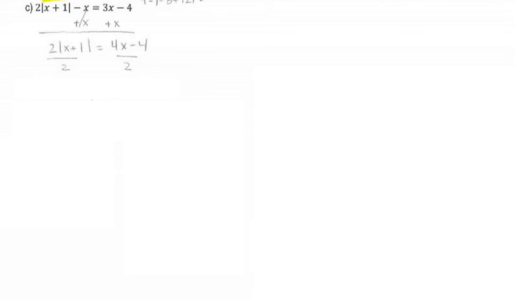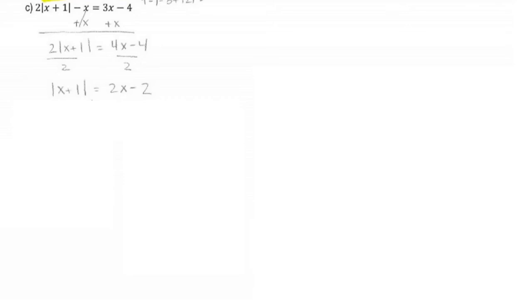All right, so hopefully you came up with something that looks like this. The absolute value of x plus 1 equals 2x minus 2. Remember, on that right-hand side, you have to divide each term by the 2, not just one of them. So that's how we end up with the 2x minus 2.